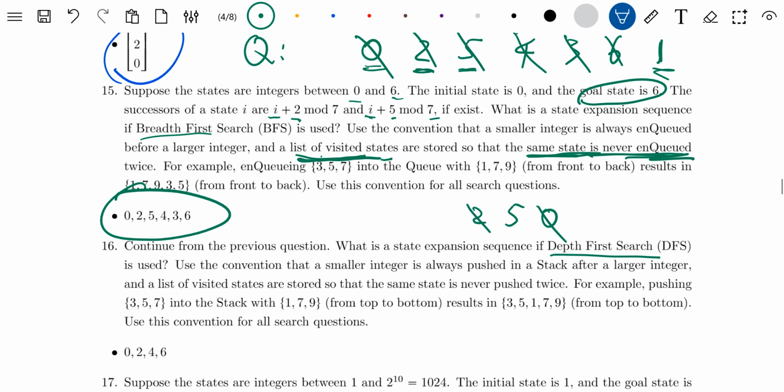And pop 2, the successors of 2 are 4 and 0. 0 is here already, so only add 4. And pop 4, 4 plus 2 is 6, put 6, and 4 plus 5 is 2, so just put 6. And pop 6, we're done, because the goal state is 6. So that's why we have 0, 2, 4, 6, which is this.